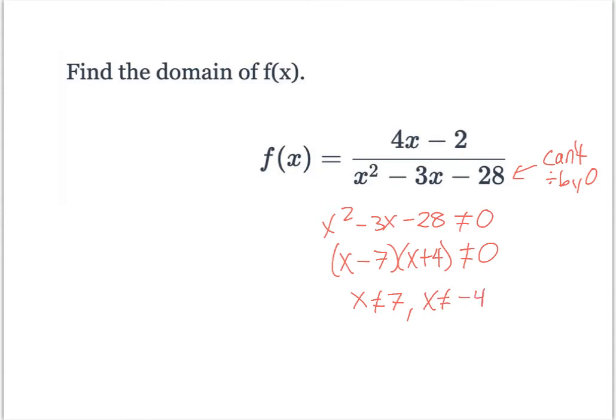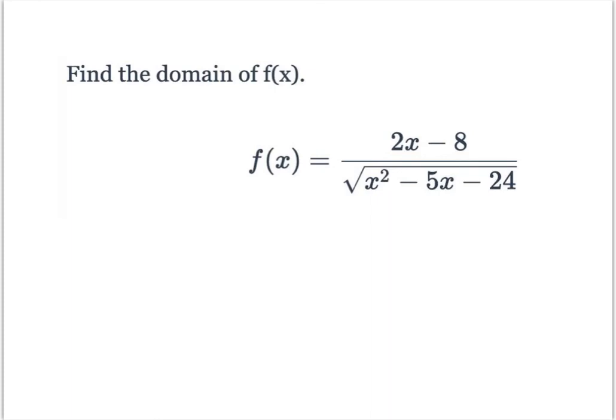My domain could be written as negative infinity to negative 4 in union with negative 4 to 7 in union with 7 to infinity. Or you could say that the domain is all real numbers except x cannot equal 7 or negative 4.